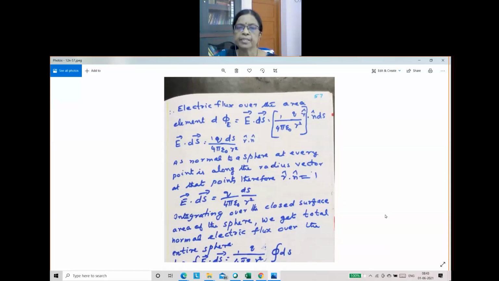Electric flux is equal to integral over the closed surface E dot dS is equal to Q by epsilon 0.